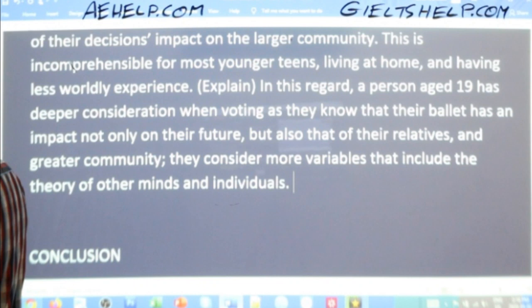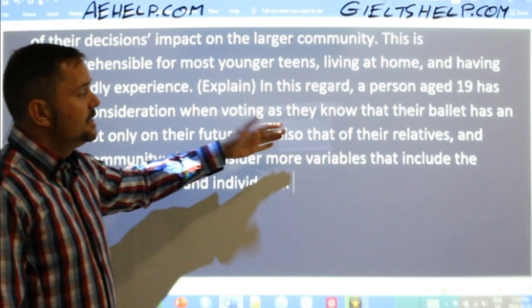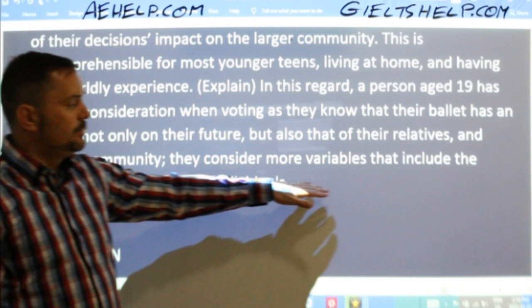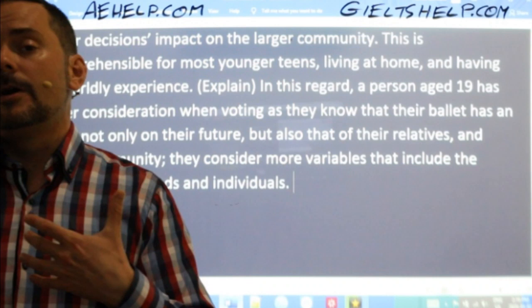All right, so there's my explanation. In this regard, a person aged 19 has deeper consideration when voting, as they know that their ballot has an impact not only on their future, but also that of their relatives and greater community. They consider more variables that include the theory of other minds and individuals. All right, so that's my explanation for the difference in the maturity of a 19-year-old, okay?